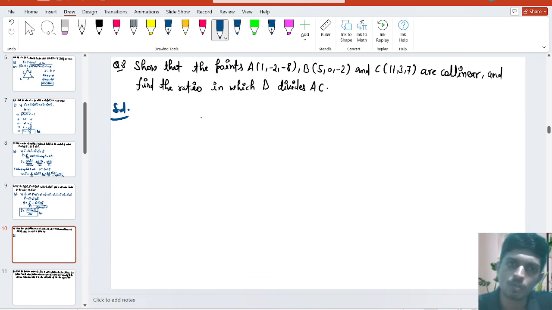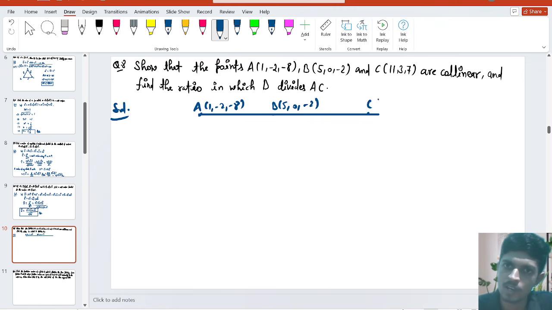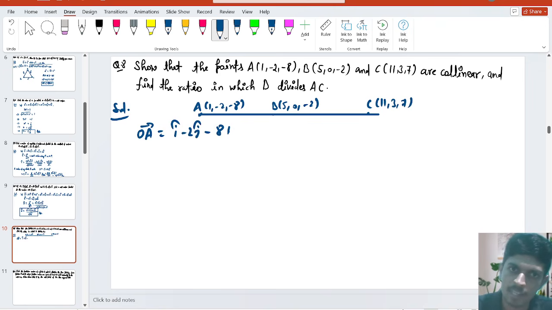Are collinear. Suppose this is a point A, (1, -2, -8), and B is (5, 0, -2), and C is (11, 3, 7). So what is the position vector of point A? This is the vector i cap minus 2j cap minus 8k cap.